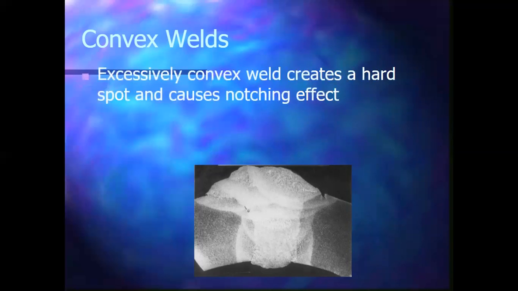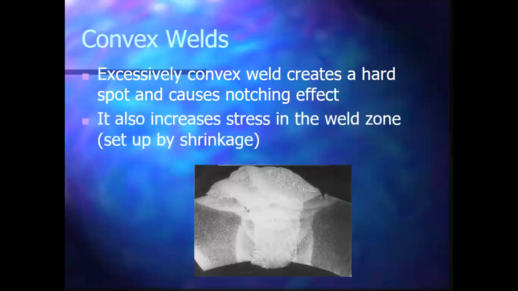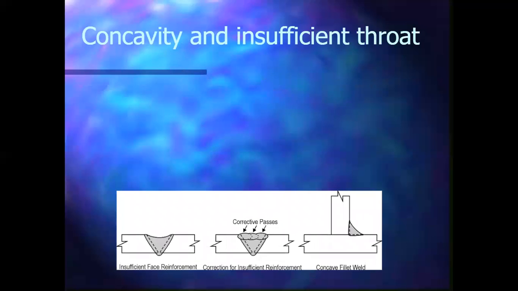So a nice little weld profile is awesome, but we generally want to stick to about 1/8 of an inch when it comes to reinforcement. Reinforcement is how high above the plate the top of your weld is. Excessively convex welds create a hard spot, creating a notching effect. We can see how it's been exploited there, bent a bit, and has cracked the plate. It also increases stress in the weld zone, set up by shrinkage, concavity, and insufficient throat.